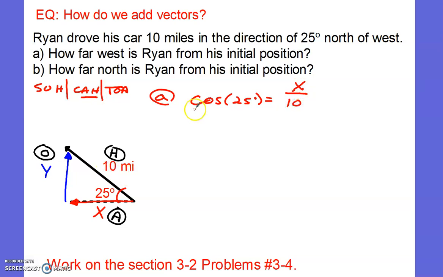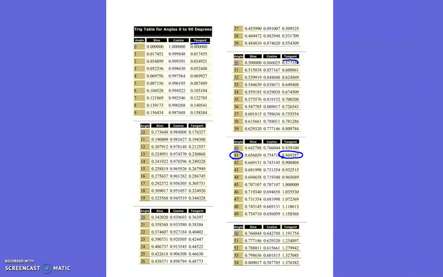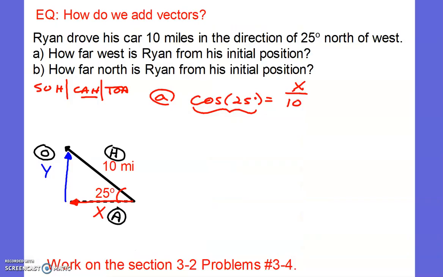Now I have to look this up. What is the cosine of 25 degrees? If you have a calculator with sine, cosine, and tangent, you just type in the cosine of 25. But if not, we have to look it up on a trig table. So in this trig table here, we look up 25. We want the cosine column. And we get that this is 0.906. So this here represents the number 0.906.